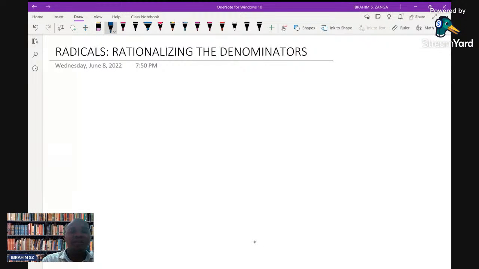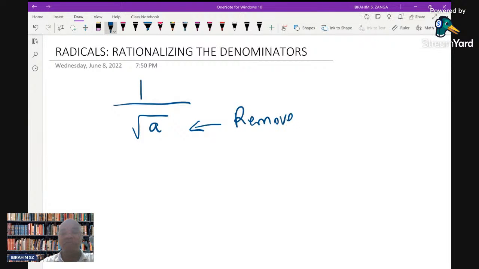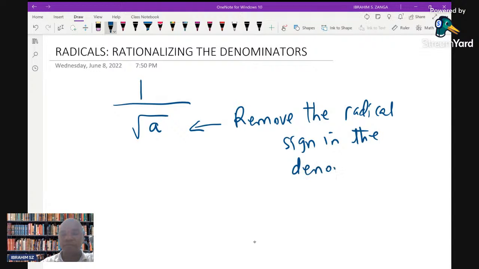Remember, when we have radicals, normally we have maybe 1 over square root of a. Kwa hiyo ku rationalize denominators, we make sure that actually we are going to remove the radical sign in the denominator. So you can think how you're going to remove actually a radical sign in the denominator.